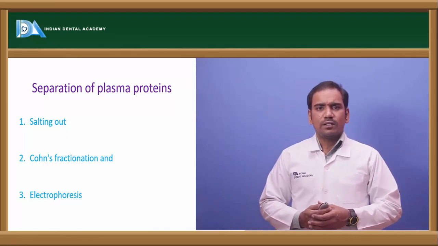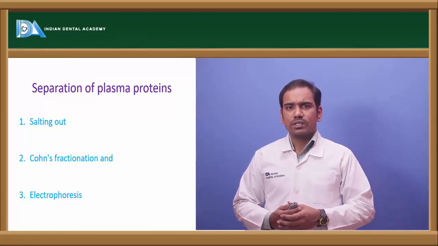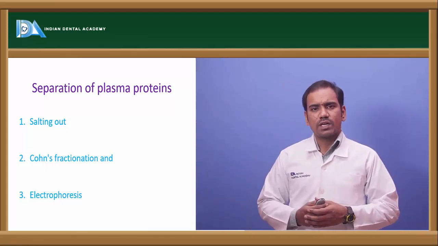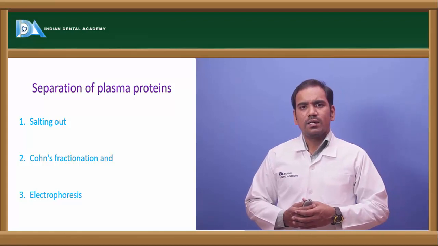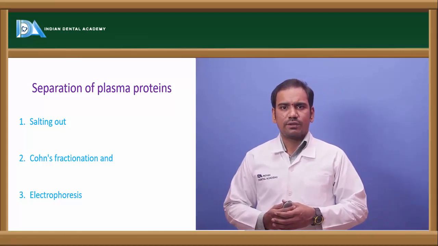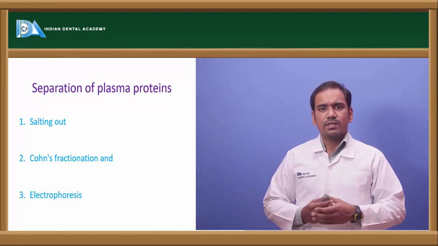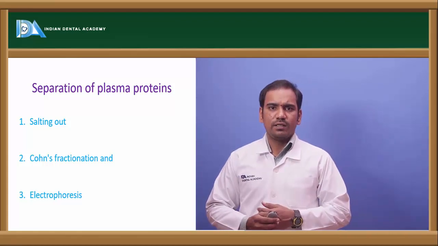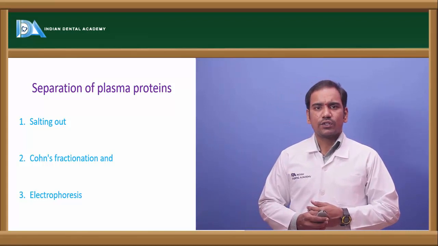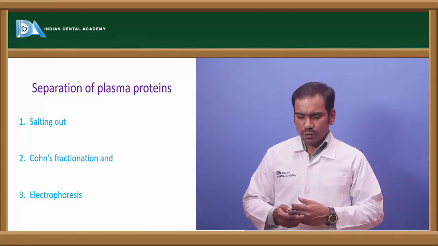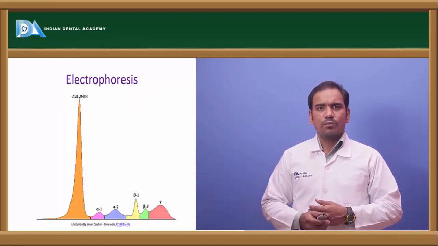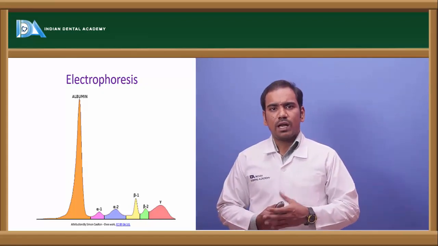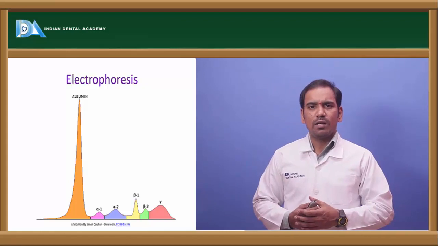Here the proteins can be separated using electrophoresis, where the separation is based on the movement of charged particles under the influence of current or an electric field. This method of separation of proteins based on their charge in the presence of an electric field is called electrophoresis. By electrophoresis, proteins can be separated into different bands: albumin, alpha 1, alpha 2, beta and gamma globulins.